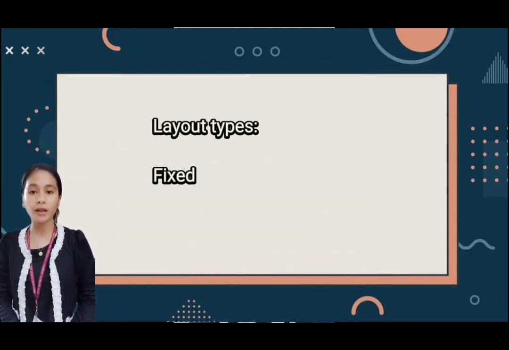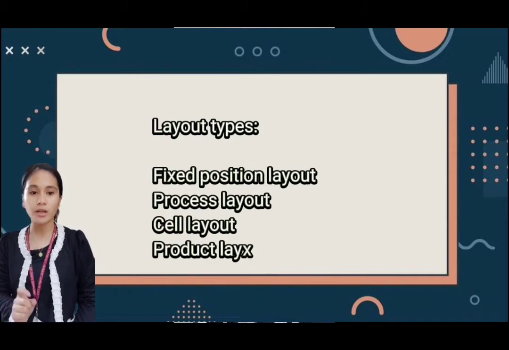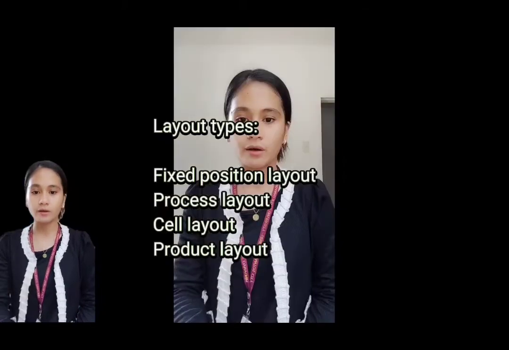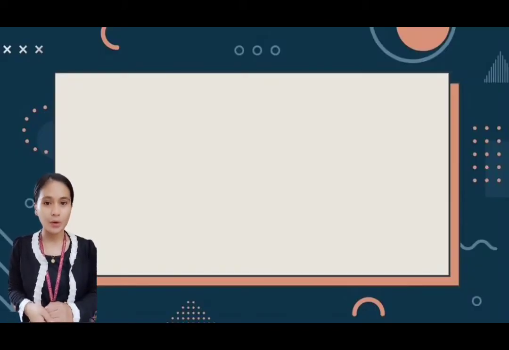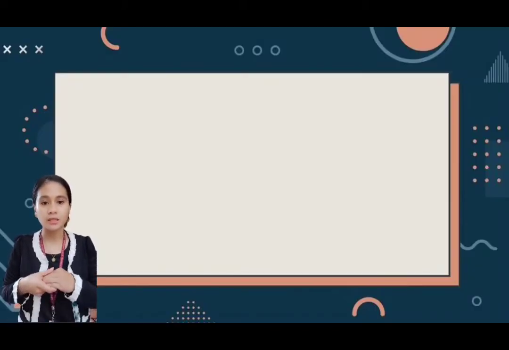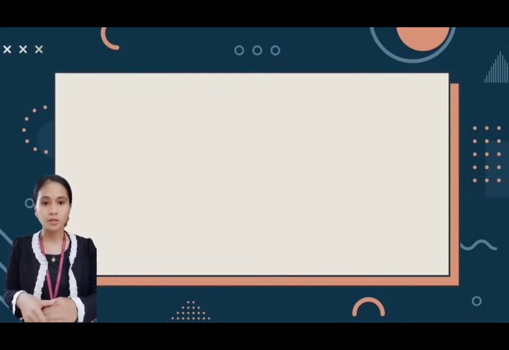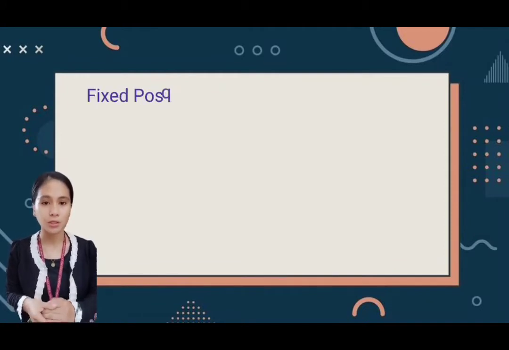There are 4 layout types. The first one is fixed position layout. The second one is process layout, the third one is cell layout, and the last one is product layout. To continue, allow me to discuss these 4 layout types. So first is fixed position layout.